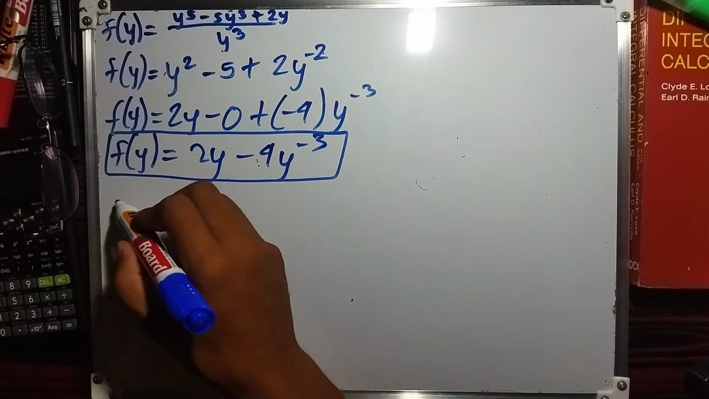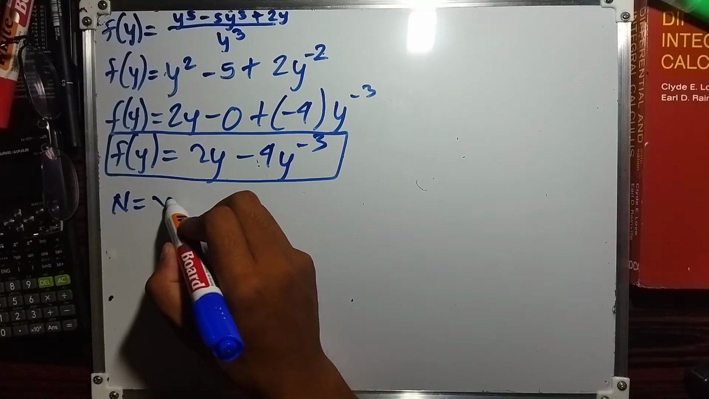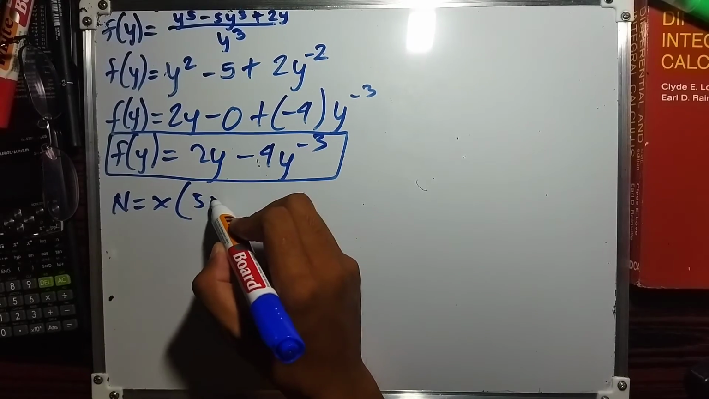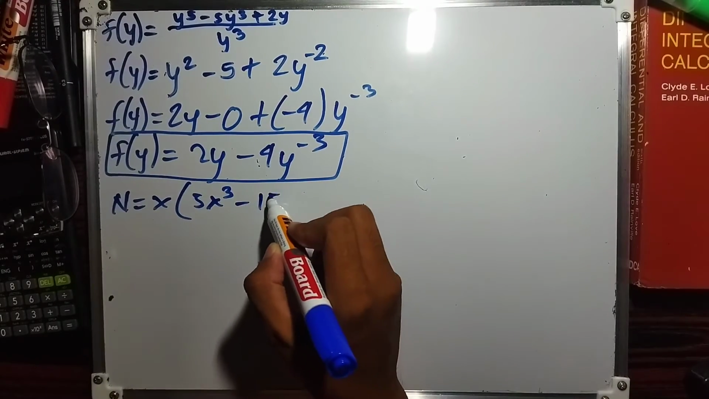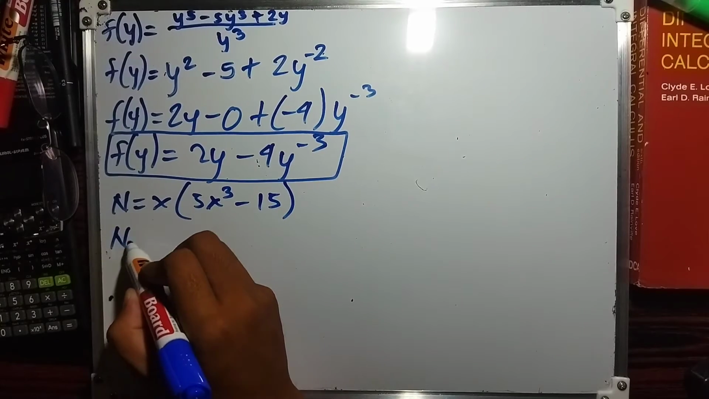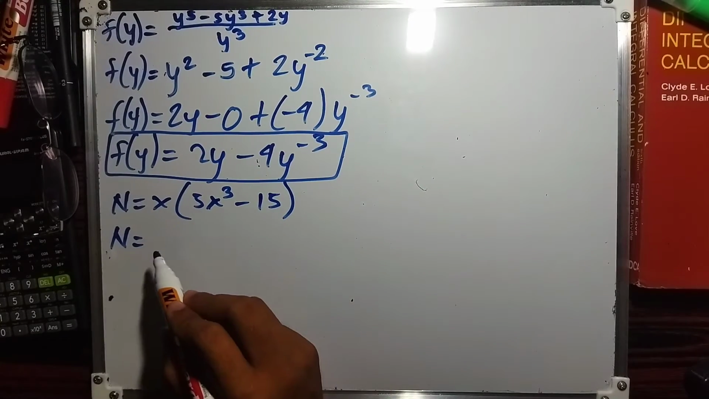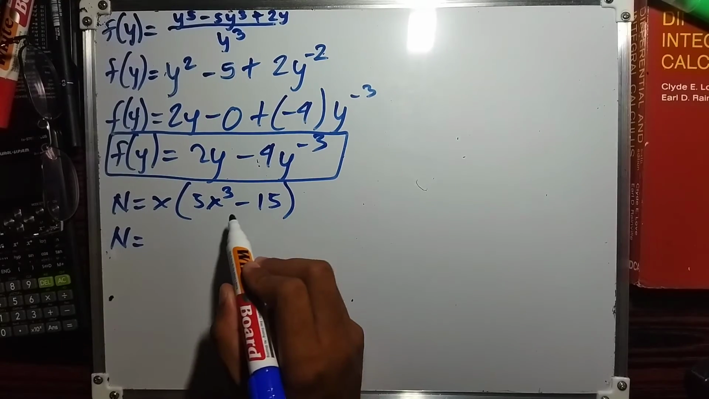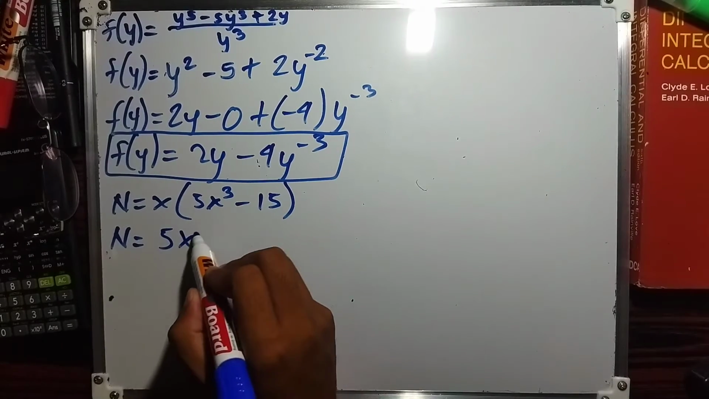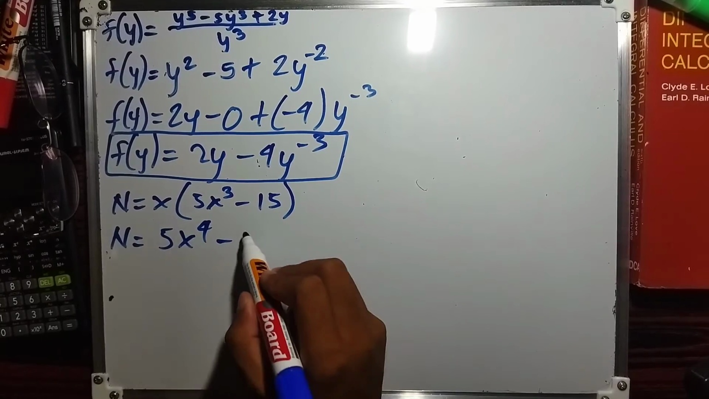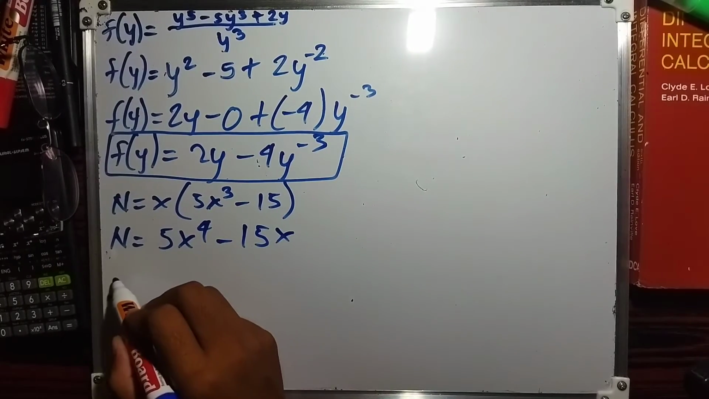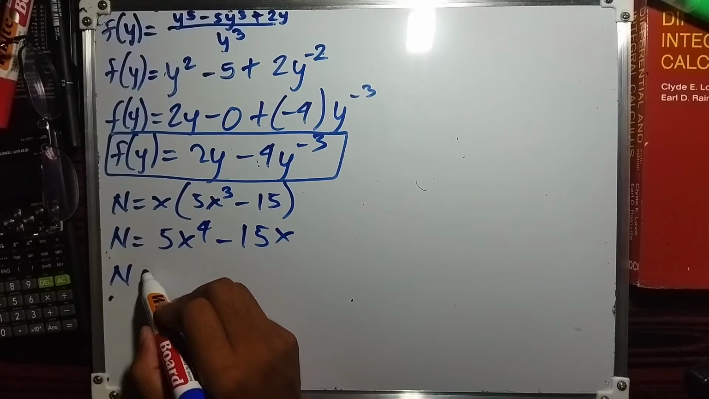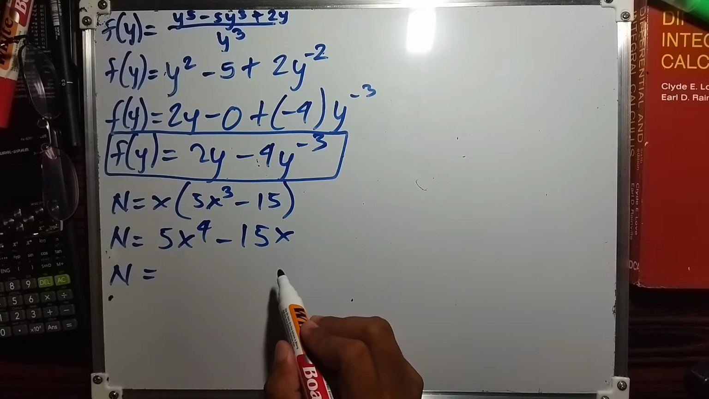And another example is that n is equal to x times 5x cubed minus 15. So you'll be multiplying the x into the parentheses. So x times 5x cubed is 5x to the power of 4, minus 15 times x is 15x. So same process, you'll be finding the derivative of the individual terms.